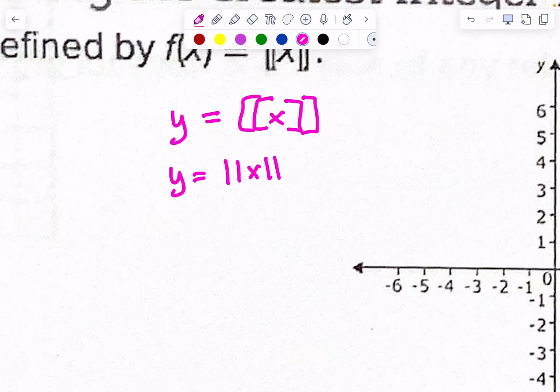But here's what the greatest integer function does. The greatest integer function is also called a step function.